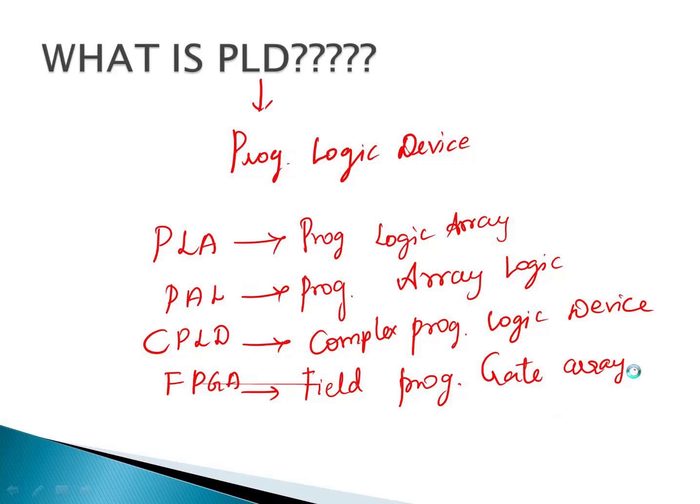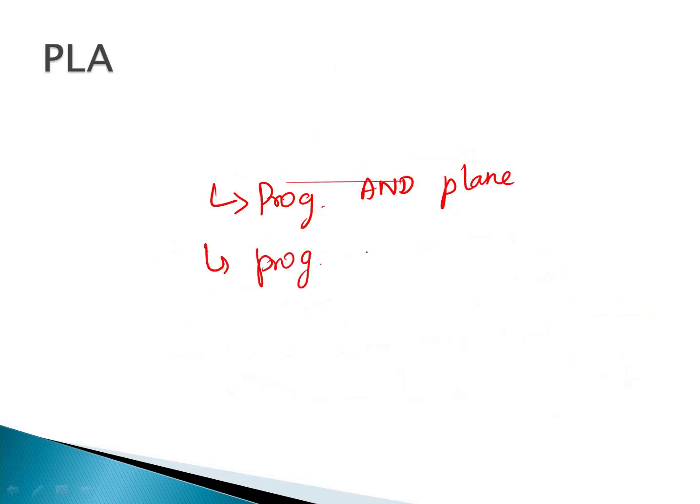First we'll discuss what a PLA is. A PLA consists of two parts: first, a programmable AND plane, and another, a programmable OR plane. This means we can program which inputs are connected to the AND plane, and we can program which product terms are connected to the OR gate.